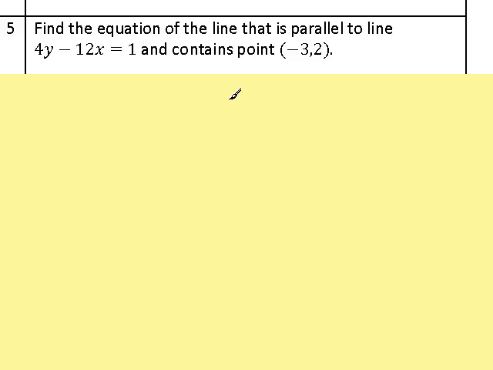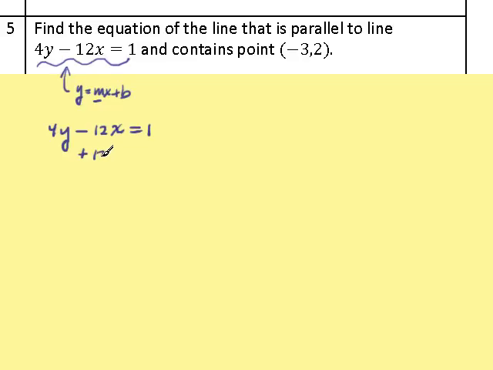All right, now we want to find the equation of the line that's parallel to this line and contains this point. Well, if it's parallel to this line, that means it's the same slope as this line. Remember, parallel means same slope. So we want to find the slope of this line, so what we're going to do is put this line in the form y equals mx plus b. And then we'll be able to read off the slope. Okay, so let's do that. So basically we're solving for y.